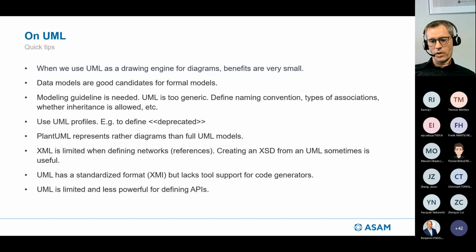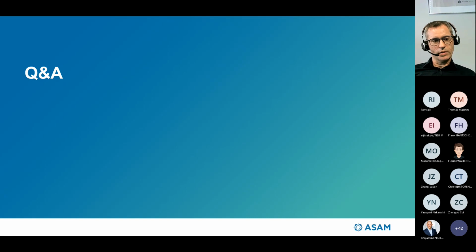Okay, I'm ready now. UML is limited and less powerful for defining APIs. In these cases, you should probably use IDL or others, or when you're defining REST APIs, you can use OpenAPI, which describes especially REST APIs. So whenever you are defining APIs, UML is probably not as good as for data models. With this said, I'm ready to take your questions right now.